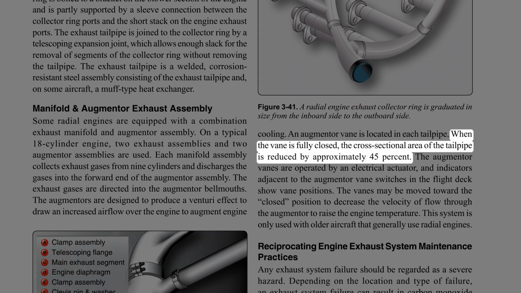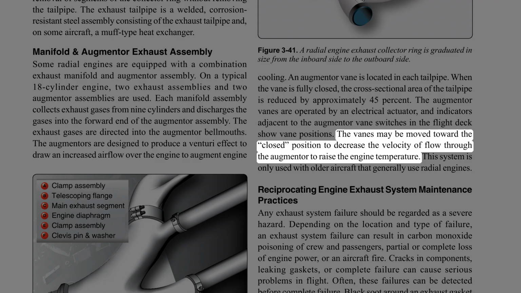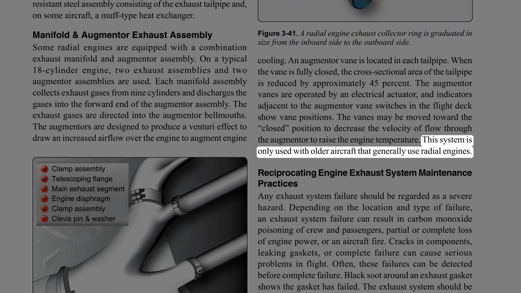An Augmentor vane is located in each tailpipe. When the vane is fully closed, the cross-sectional area of the tailpipe is reduced by approximately 45%. The Augmentor vanes are operated by an electrical actuator, and indicators adjacent to the Augmentor vane switches in the flight deck show vane positions. The vanes may be moved toward the closed position to decrease the velocity of flow through the Augmentor to raise the engine temperature.